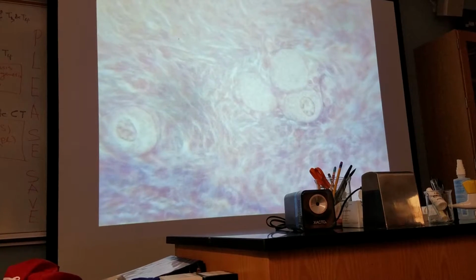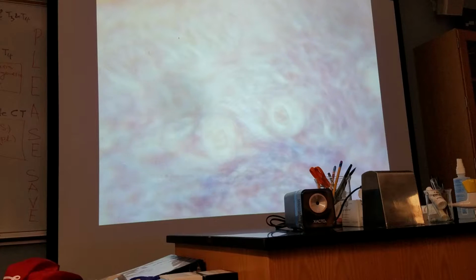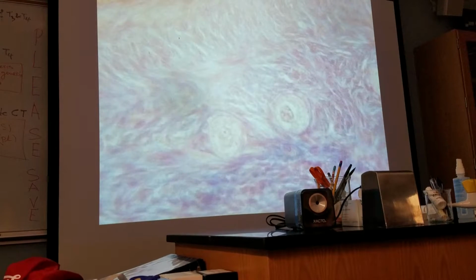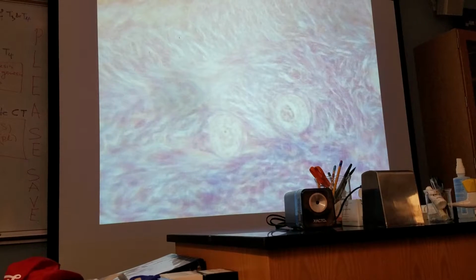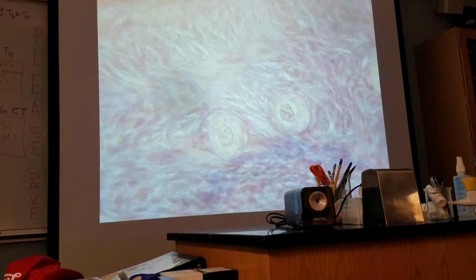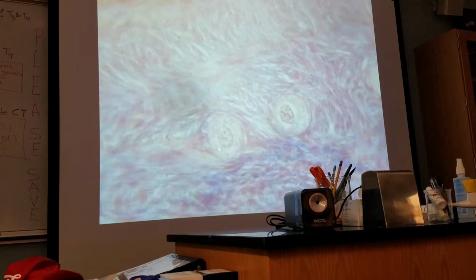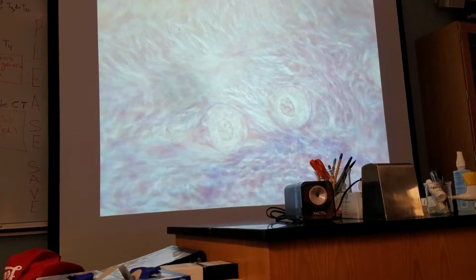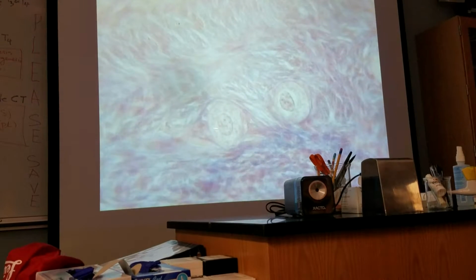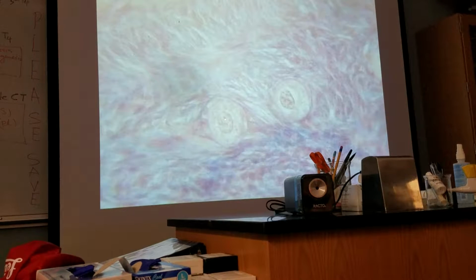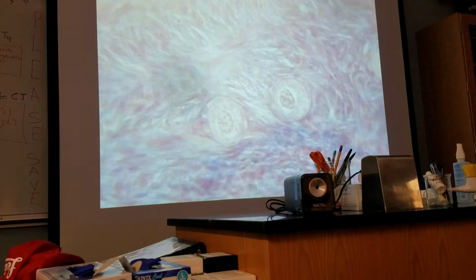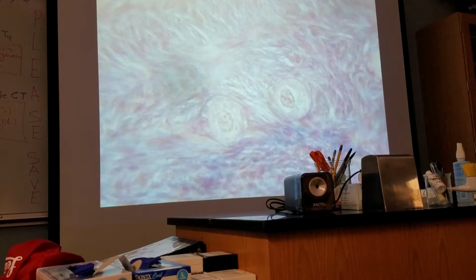Very good. There you go. These are the follicular cells, and this is the gamete. So the whole structure is a primordial follicle. And imagine this has been magnified almost 800 times.